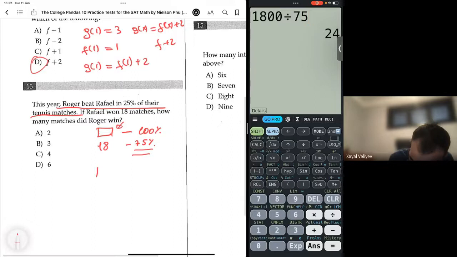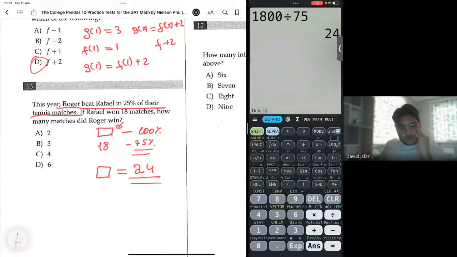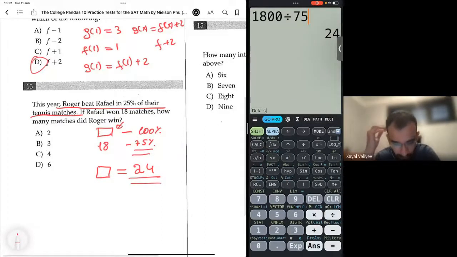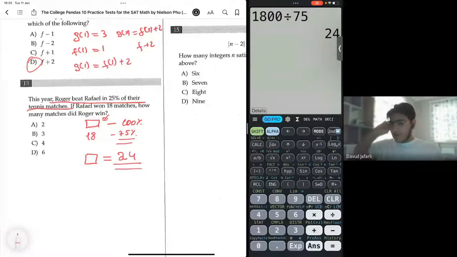We found that illogical. They played overall 24 matches, right? It's a very illogical question, really weird. 24 matches, and then because 18, we should take it like that. Like Roger won all matches, but he didn't win all matches.